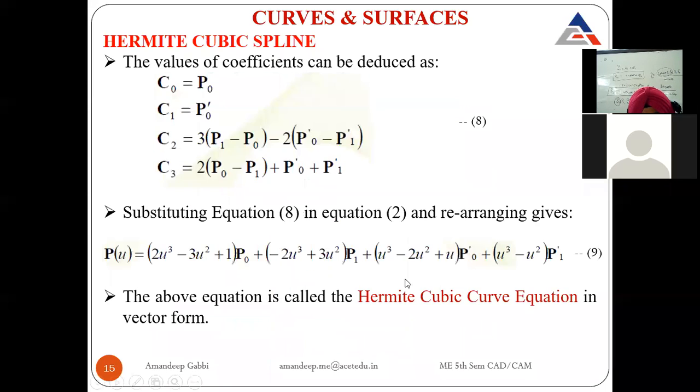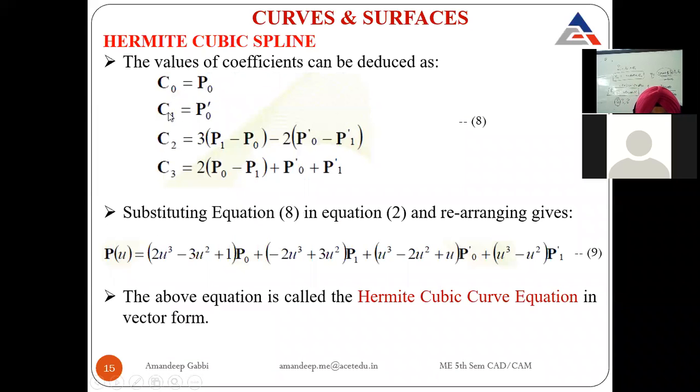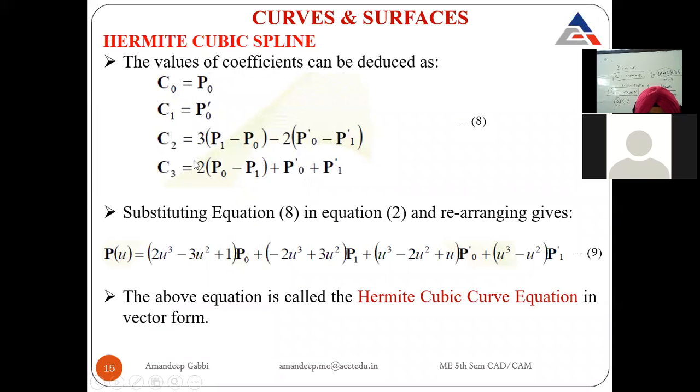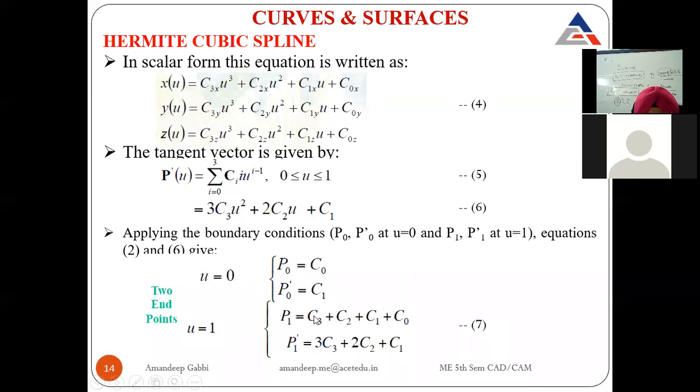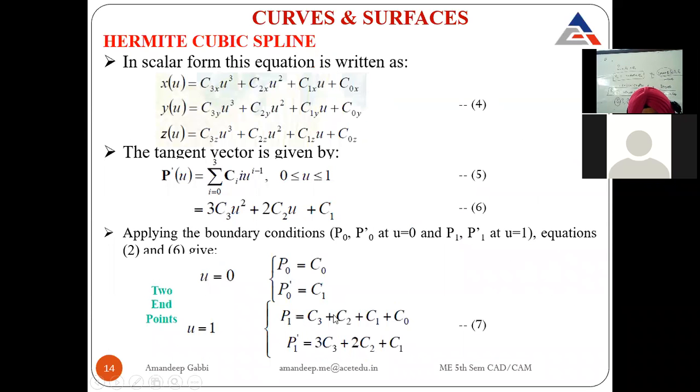Now similarly, you have to calculate C0, C1, C2 and C3 values from this. You have a value of C0 equal to P0. You have a value of C1 equal to P0 dash. Similarly, you have to calculate C2 and C3 values. That can be calculated just by solving these equations. You will get value of C2 also and C3 also, putting these values in the third and fourth equation. If you put the value of C0 and C1 in this equation, you will get the value of C2 and C3 also.